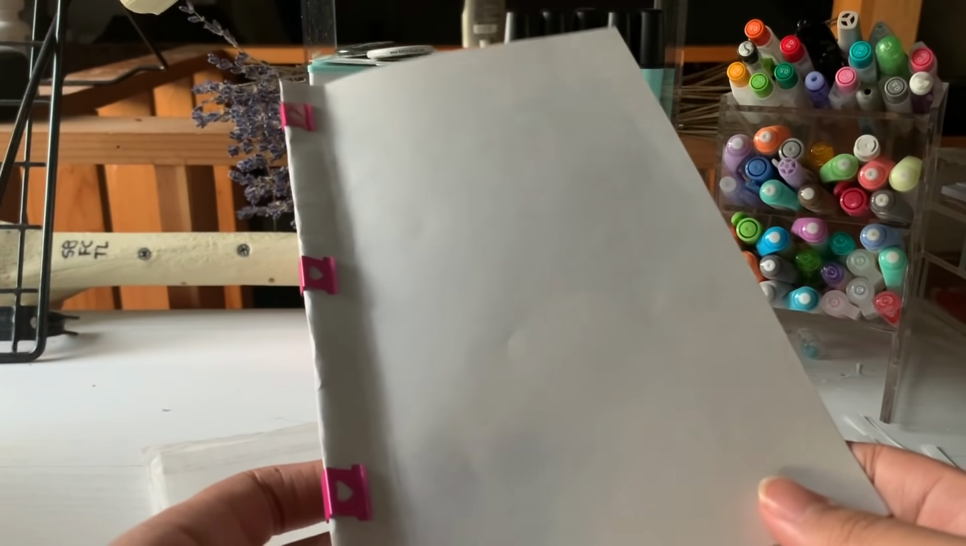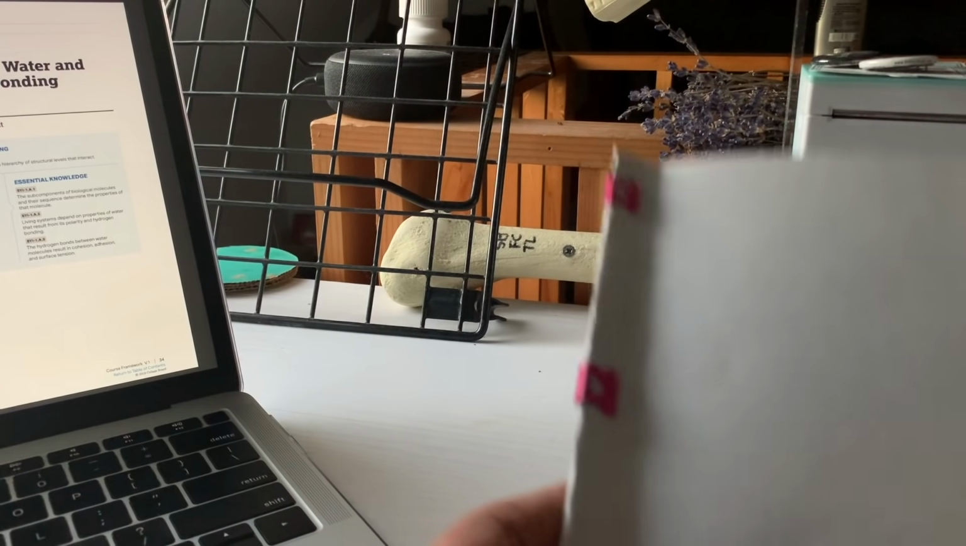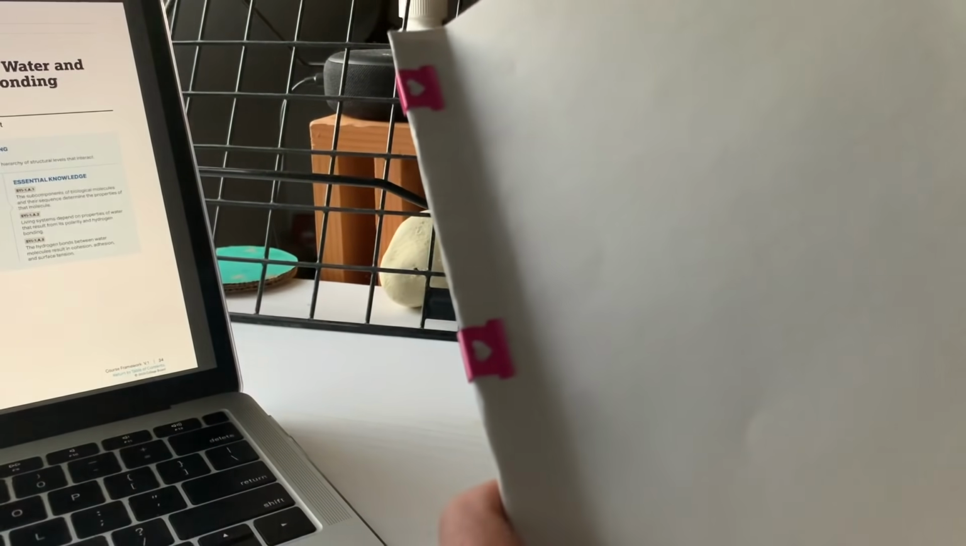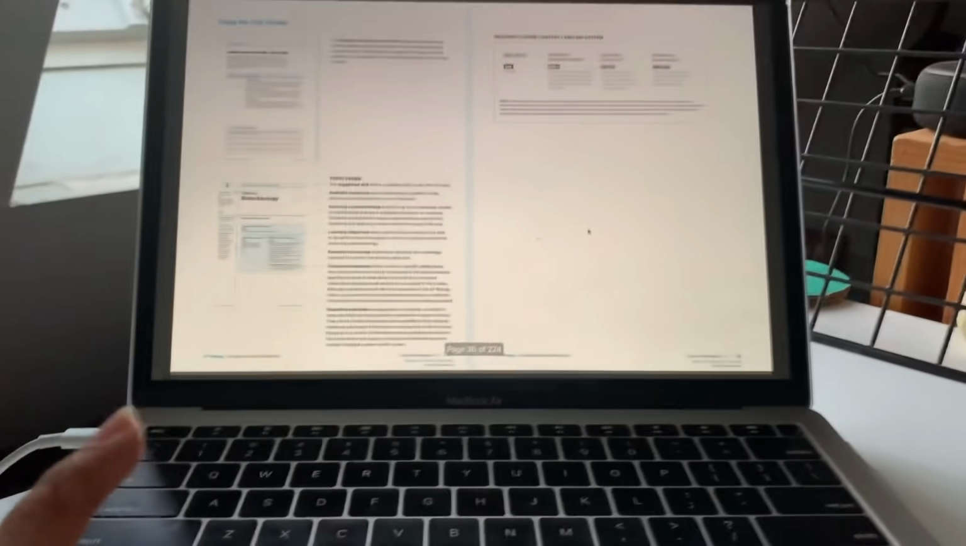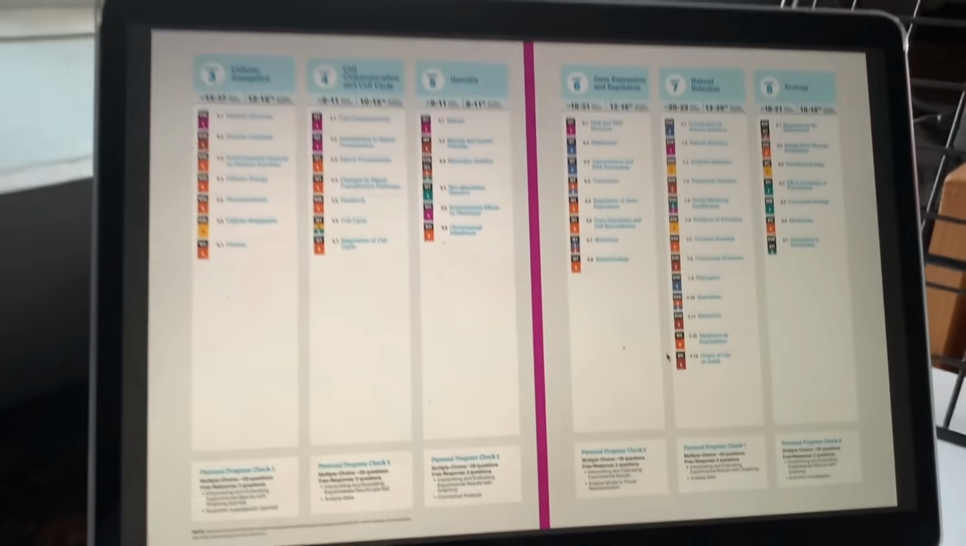It's not as pretty looking, but it'll do for now. So I am deciding to design the cover page and write out the units that I need to put in this notebook, which are listed in the College Board PDF file that I saved.